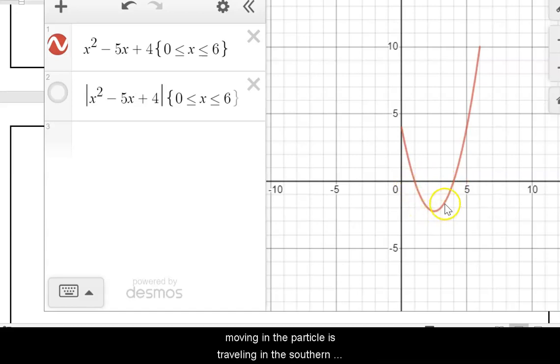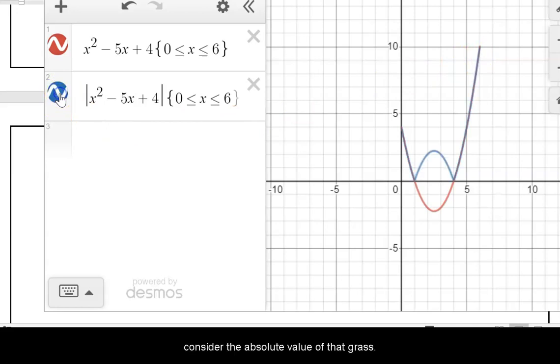Then the particle is traveling in the southern direction because the velocity is negative. When I get over here between 4 and 6, velocity is positive again, indicating that the particle is moving to the north again. Now I'm going to produce the graph of the absolute value. When I look at this, it is representing net displacement, but with the velocity graphed instead of position. If I now want to look at total distance traveled, I must consider the absolute value of that graph.